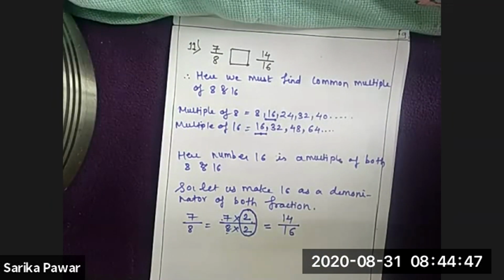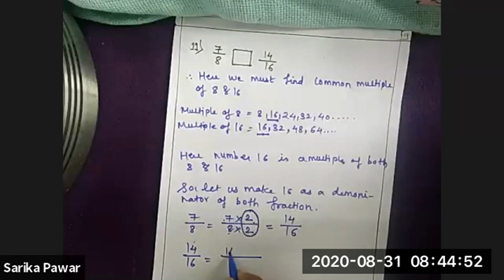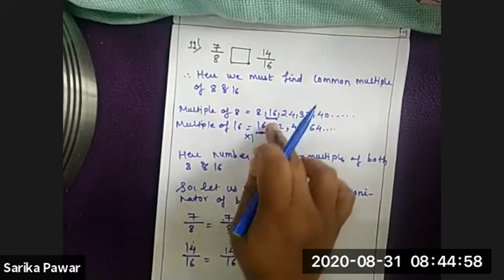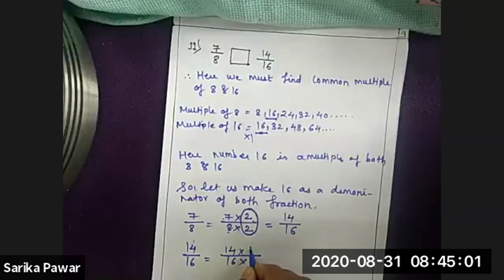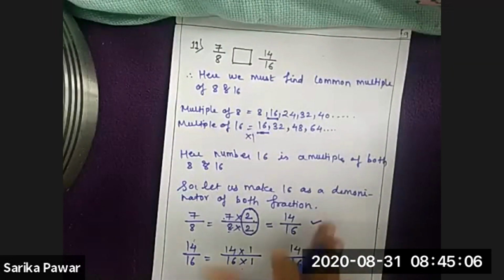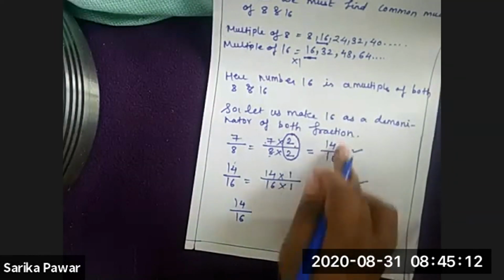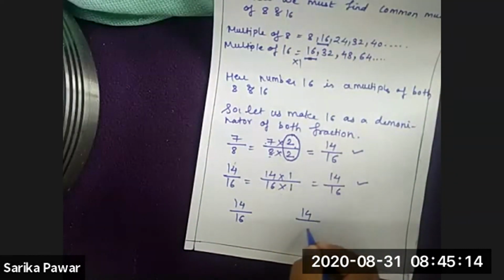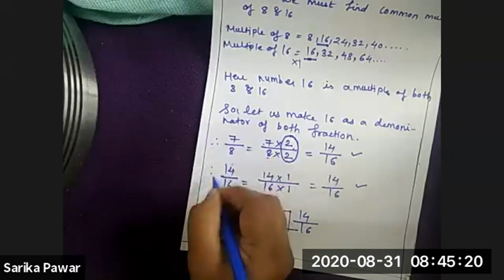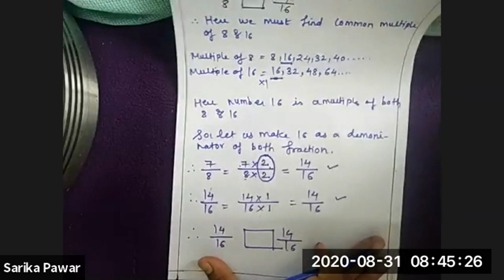Now 14 upon 16. So 14 upon 16. 16 is the common multiple. 16 1s are 16, and the numerator is also multiplied by 1. 14 1s are 14. 16 1s are 16. Now see 14 upon 16. I wrote this value here, and now this value I am writing here. I will put a box in between. Now 14, 14: same numerator value. 16, 16: same denominator value.